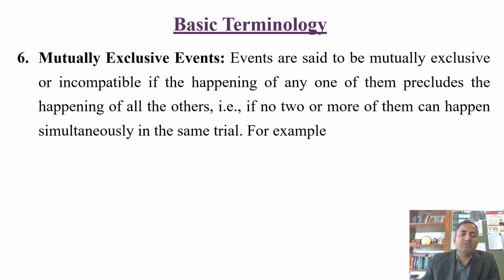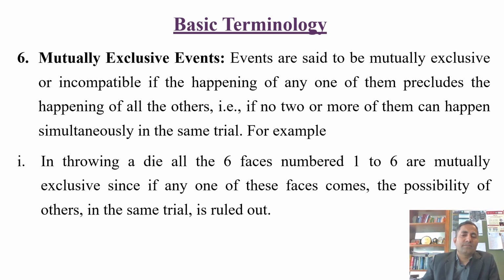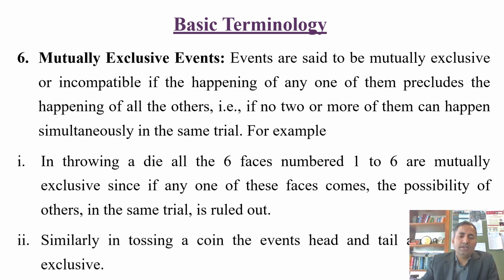Suppose you are throwing a dice, what will happen? Either a number from 1 to 6 will turn up. So all of 1 to 6 are mutually exclusive. Because all the other outcomes are ruled out, we define them as mutually exclusive events. As I told you earlier, tossing a coin, the events head and tail are mutually exclusive. The outcome head rules out tail.